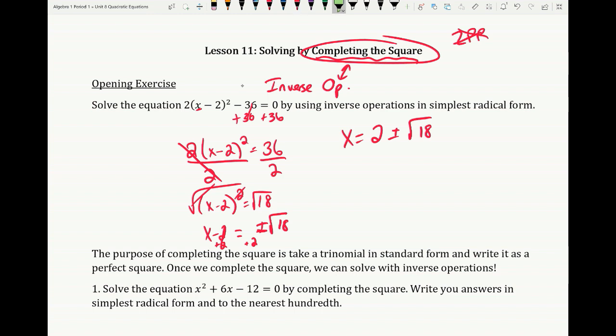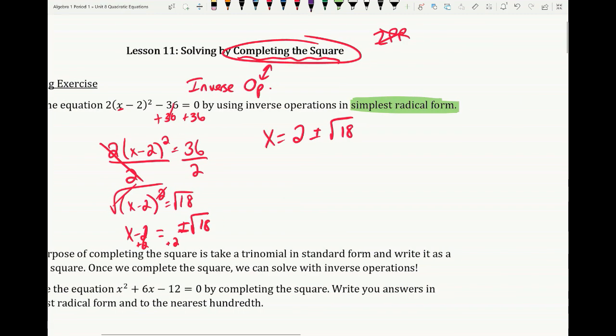But look here, simplest radical form. I have an irrational number as my answer, which means I need to tear that radical 18 apart. How do I tear 18 apart? What perfect square goes into 18? 9 times 2. So 3 square roots of 2. So my final answer is x equals 2 plus or minus 3 radical 2.